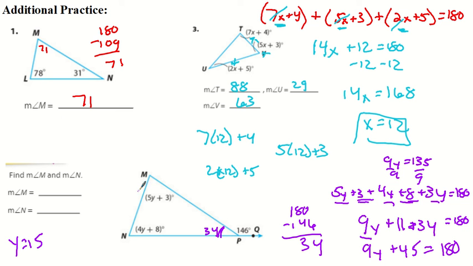Well, if y equals 15, I gotta plug that in. 5 times 15 plus 3. Well, 5 times 15 is 75. So this angle is 78 degrees. 4 times 15 plus 8 is going to give me 68, because this is 60 plus 8, which is 68 degrees.